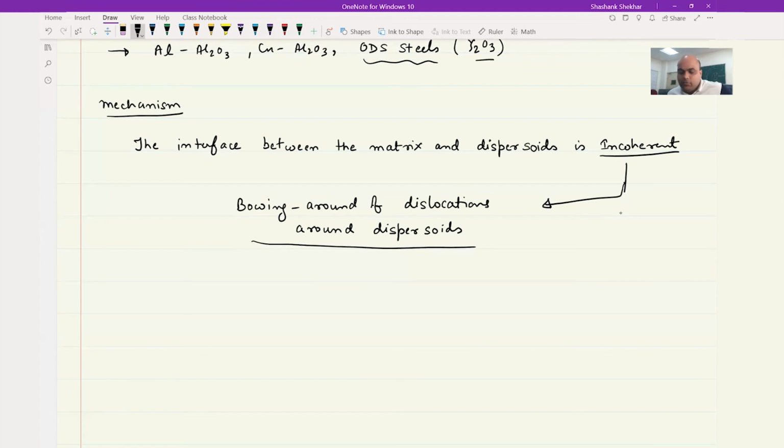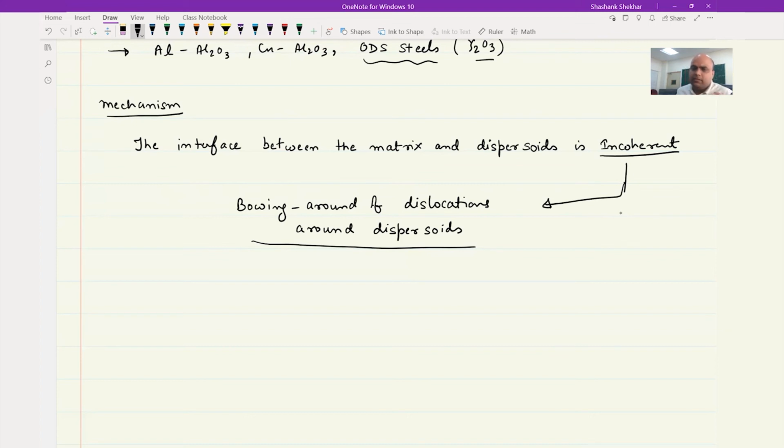Okay, so they are not able to cut. Dislocations are going to bypass the dispersoids and thereby increase the strength of that particular dispersion strengthening alloy. Okay, so we have completed the precipitation strengthening mechanism. We have also completed the dispersion strengthening mechanism. See, the concept remains the same for both the dispersion strengthening mechanism and the precipitation strengthening mechanism. The only thing is there is a difference between dispersoids and precipitates, which we have already discussed.